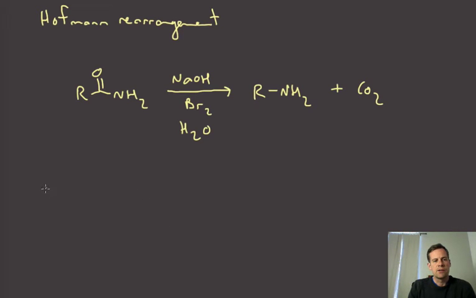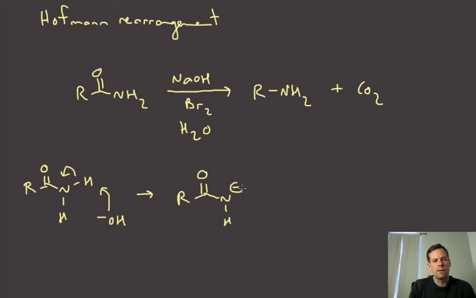So how exactly does this work? Well, first off, we have our primary amide, and what's going to happen in the first step is that the hydroxide is just going to deprotonate that amide. So we're going to get the anion of the amide there. And then that's going to react with the Br2. So we're just going to brominate the amide nitrogen.